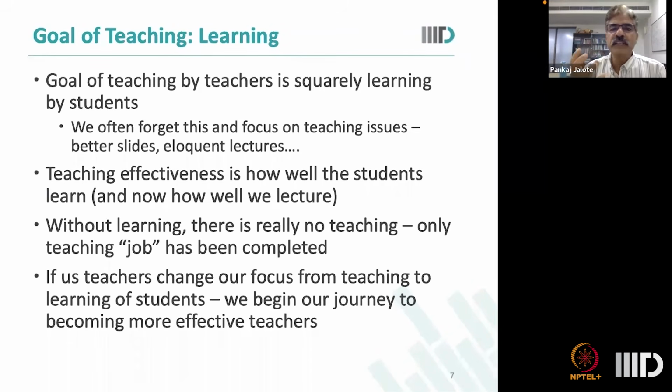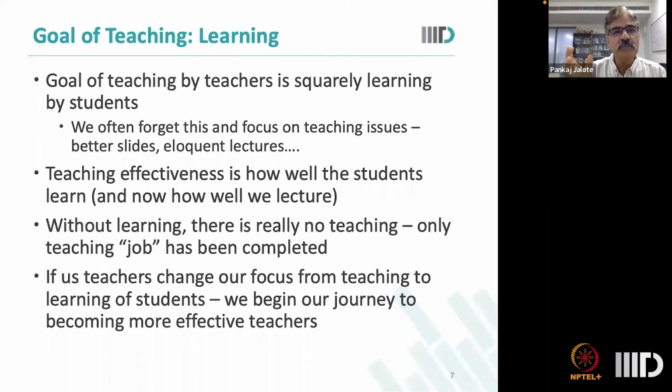And we often forget this focus, when we start focusing on teaching issues, make the slide prettier, practice your lecture multiple times before, so you communicate better, etc., etc. All those help, but only slightly. So teaching effectiveness is really about not how well you've given a lecture, though that could be competent. It's really about how well the students learn. That's effective teaching, and not how well we have lectured.